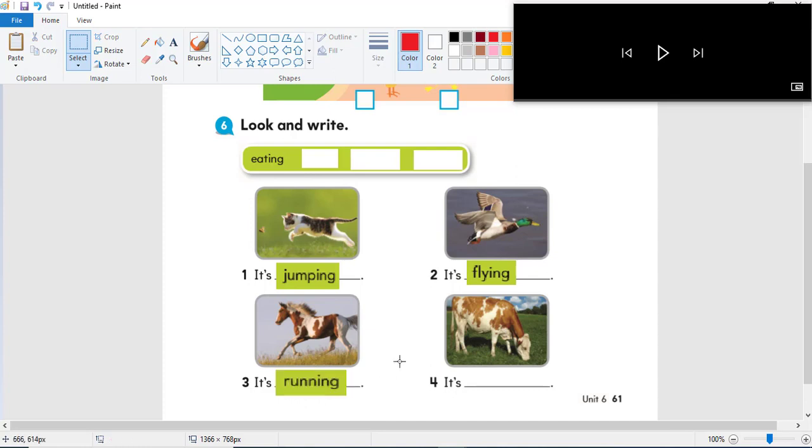Correct. And what can you see in the last picture? Picture number 4. Yes, I can see a cow. What's the cow doing? Yes, correct answer. The cow is eating. It's eating. And let's write eating here.